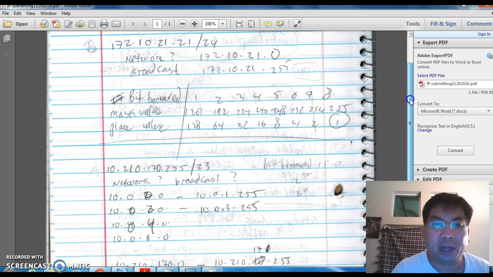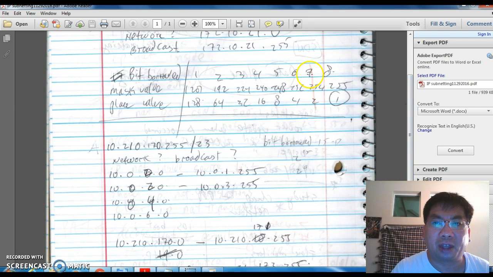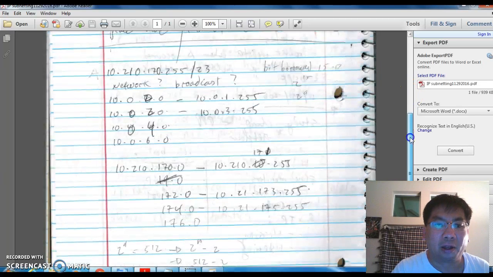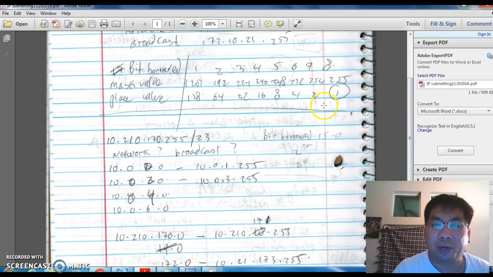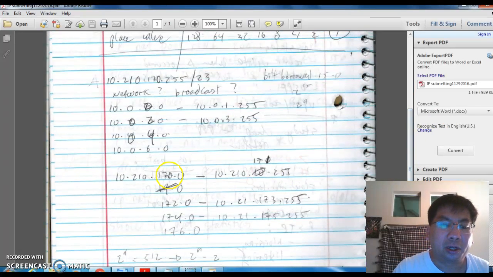Okay, as you can see on this table, you borrow 7 bits, right? When you borrow 7 bits, the place value is 2. You see this 2? So the next network is 170 plus 2, which is 172, okay. So now you have 170.0, 172.0, 174.0, and 176.0. Notice that the place value is 2, okay. So this is the first network, the second network.